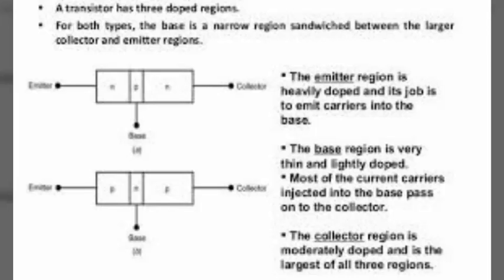And second, the emitter is heavily doped so that it can inject a large number of charge carriers into the base. The base is lightly doped and very thin. It passes most of the emitter injected charge carriers to the collector. The collector is moderately doped.